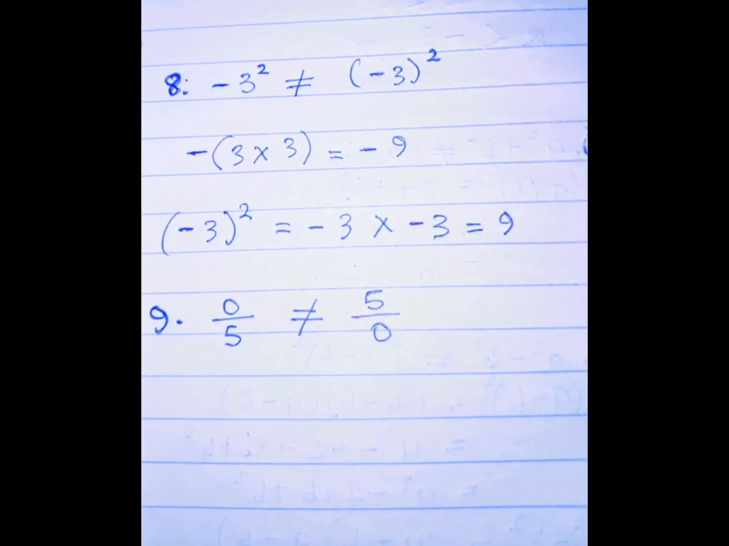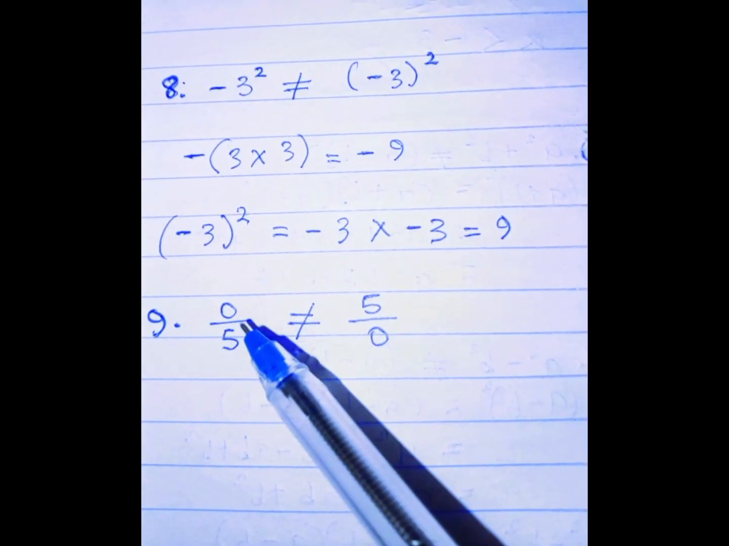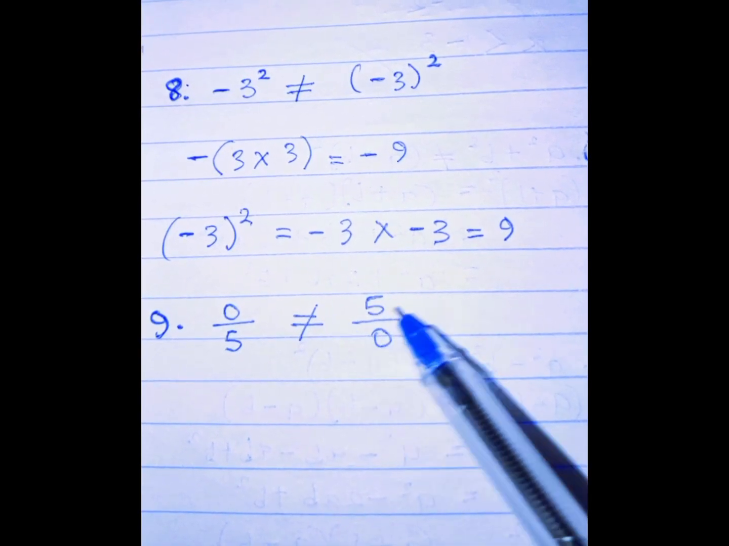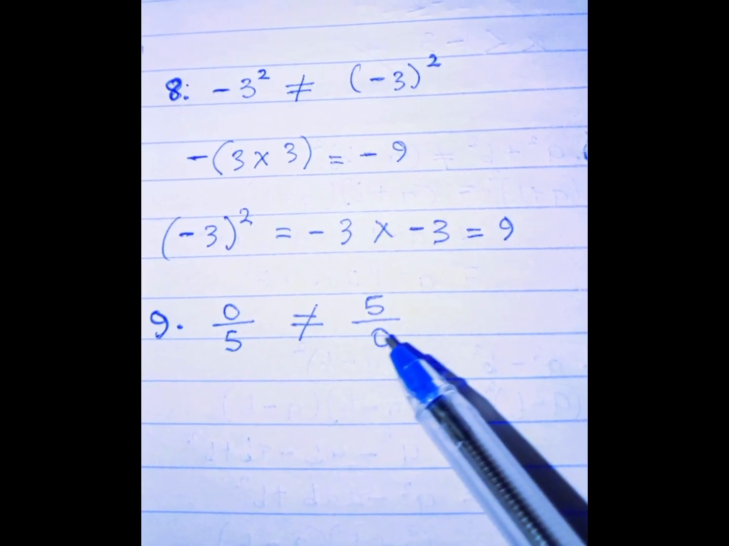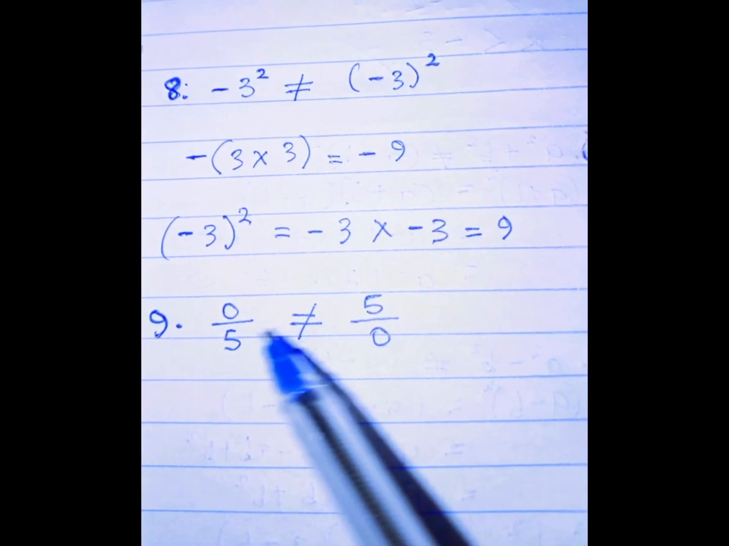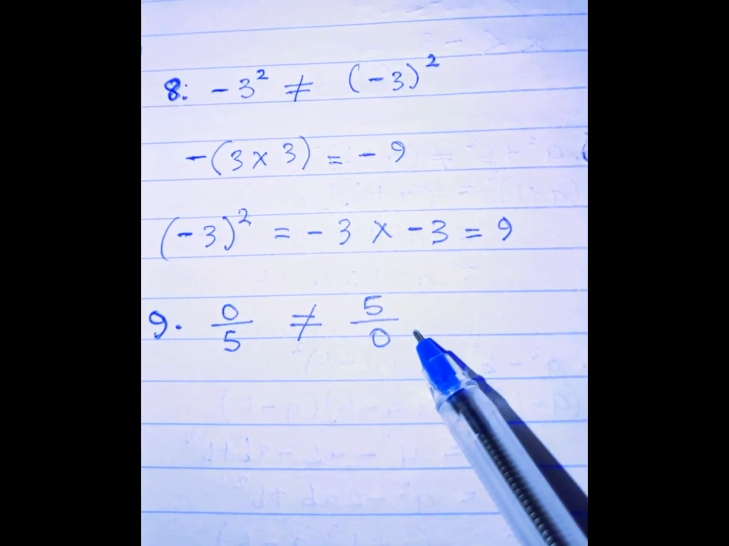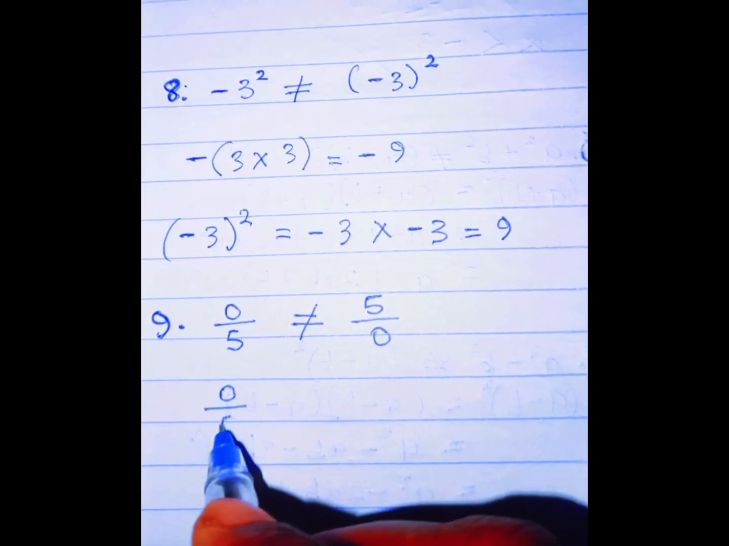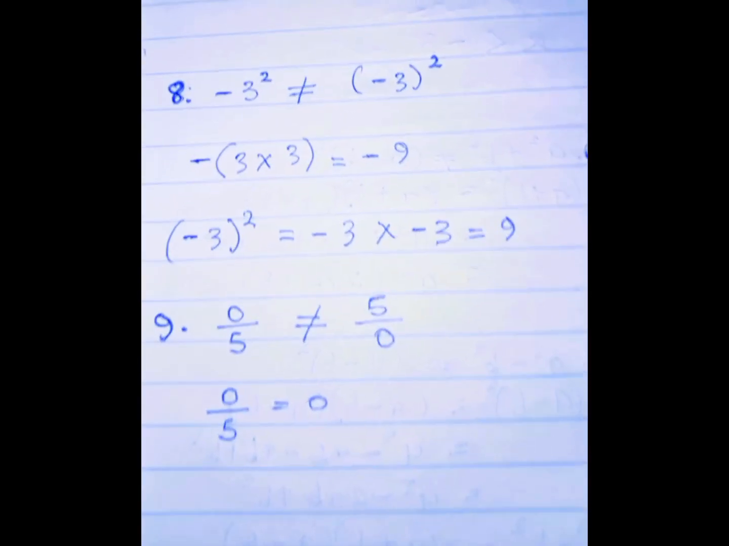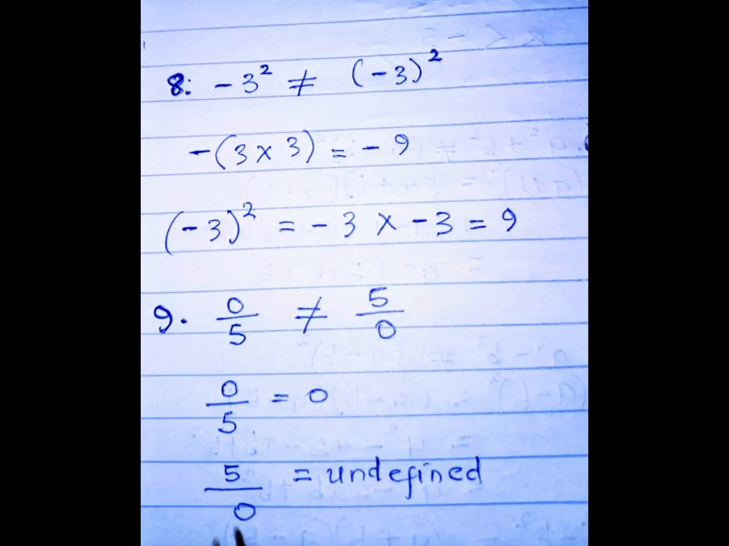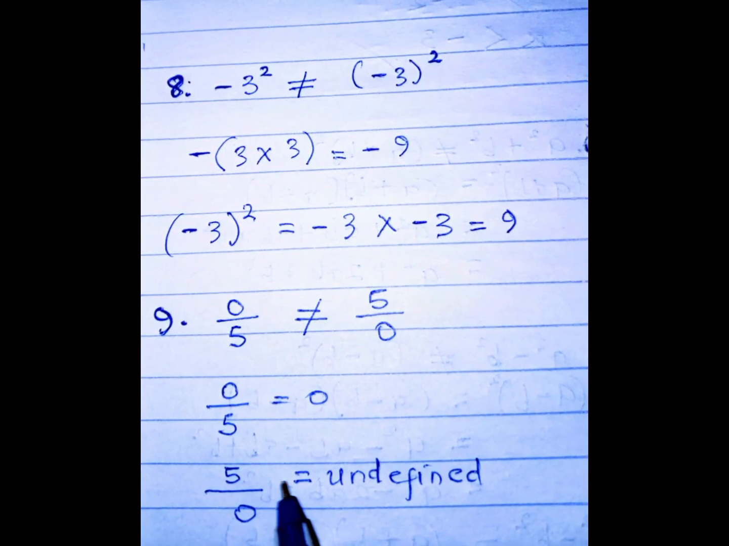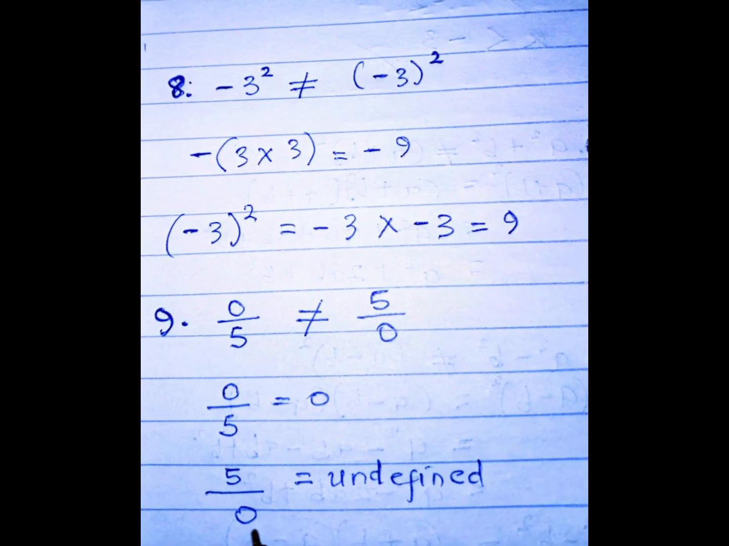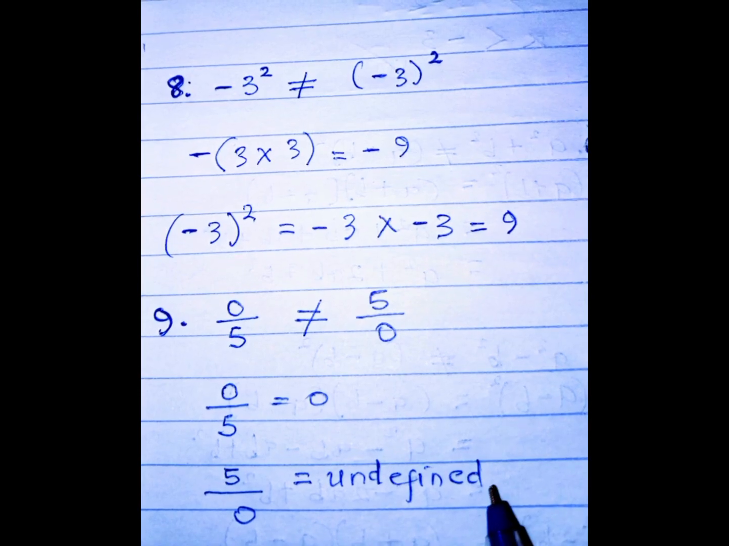So guys, the next on the list is 0 divided by 5 is not equal to 5 divided by 0. Now these are different entities, they're not the same. Now 0 all over 5 is equal to 0. So 5 divided by 0 is undefined. So anything divided by 0 is undefined. Please take note.